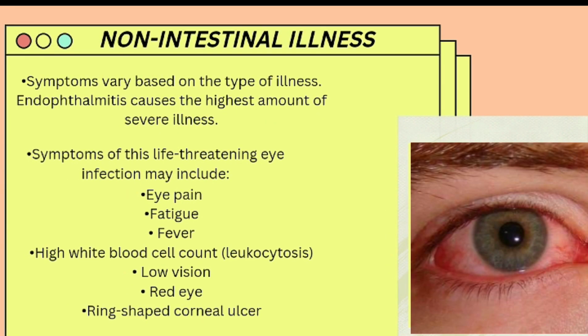Now, the non-intestinal illness. Symptoms vary based on the type of illness. Endophthalmitis causes the highest amount of severe illness. Symptoms of this life-threatening eye infection may include eye pain, fatigue, fever, high white blood cell count, leukocytosis, low vision, red eye, ring-shaped corneal ulcer.